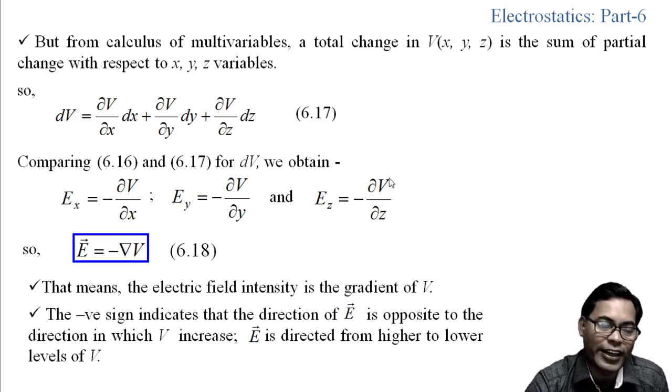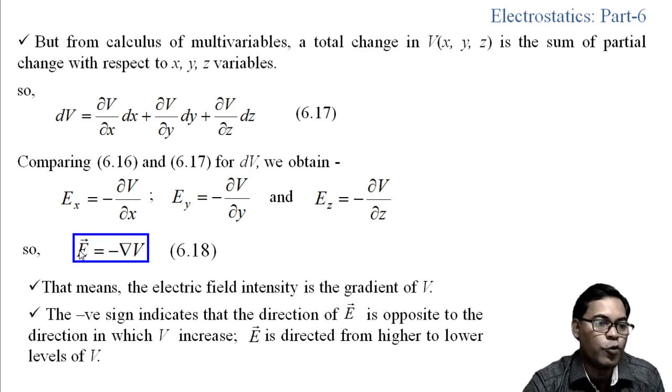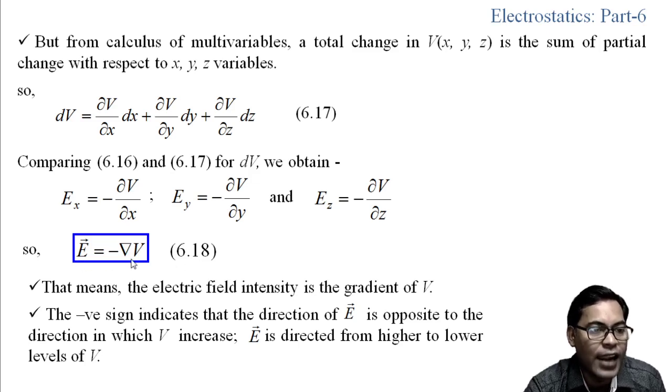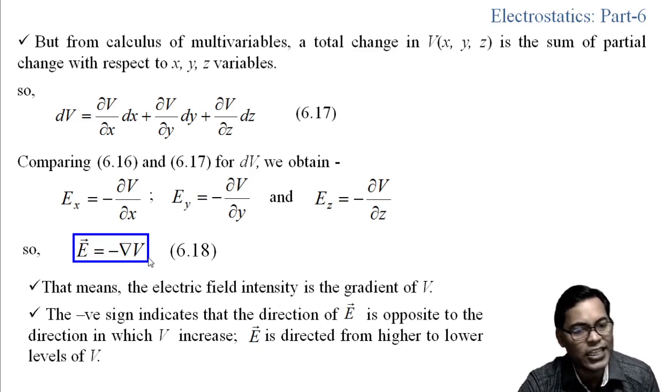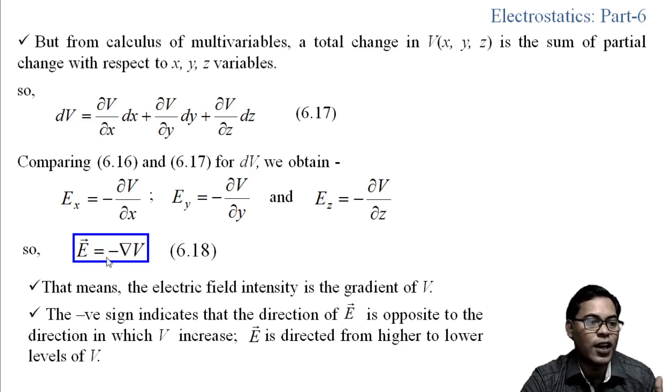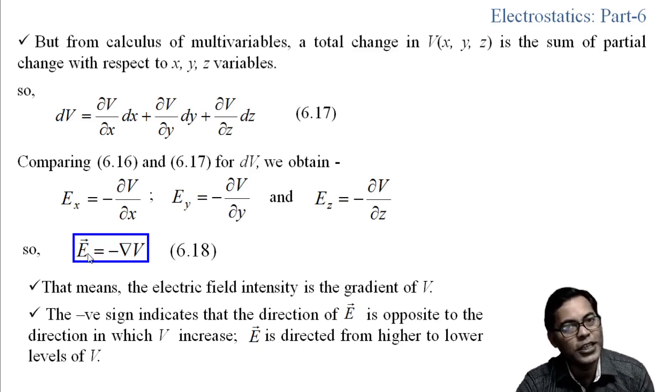So if we write in vector form, then finally we can write E equals minus grad V. This is the relationship. Equation 6.18 shows the relationship between the electric field intensity and the potential of a point. So the electric field intensity is the gradient of V, and here the negative sign indicates that the direction of E is opposite to the direction in which V increases, or E is directed from higher to lower levels of V.